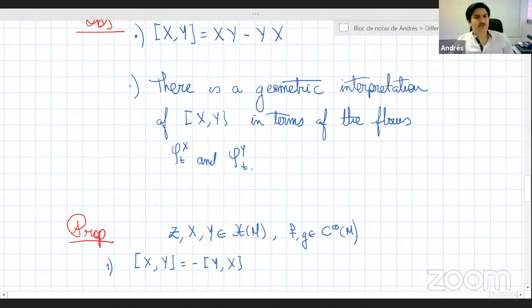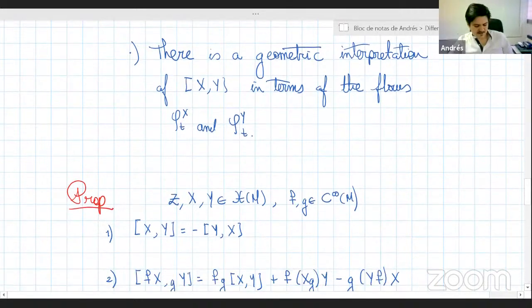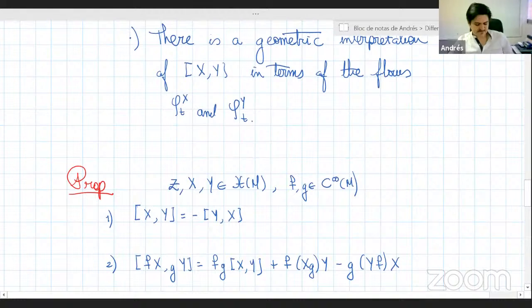Now, I'm going to give you a few properties of the Lie bracket. The first one is that it is antisymmetric. And this is just by the definition, right? Because of this sign. So the Lie bracket is antisymmetric. Now, the other property is this one here, how it behaves with functions, okay?